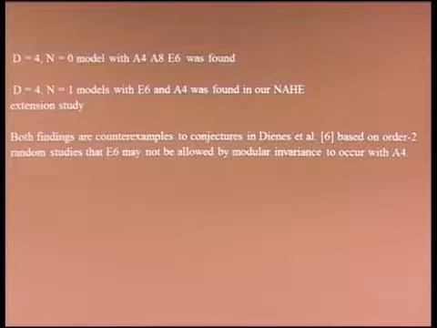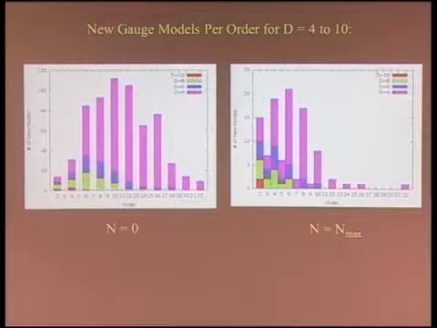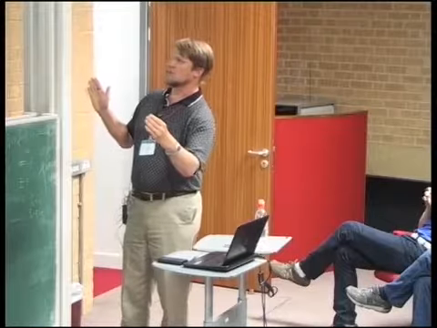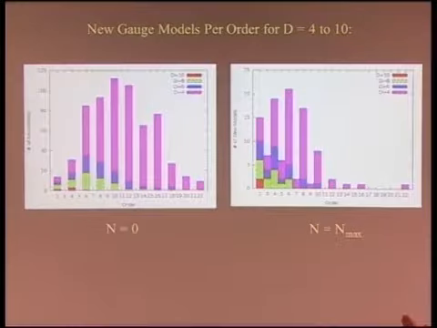Interesting thing, what I want to cover now is some plots of the distribution of the gauge group models per order for d equal 4 to 10. As you can see, here we have the n equals 0 models, and here we have the n max for a given dimension. What we discovered, interestingly, is again, the higher the dimension, the narrower the range of unique models.